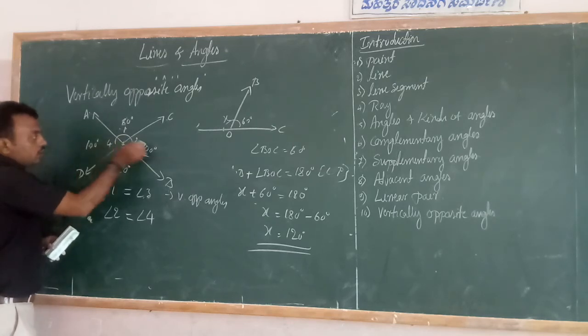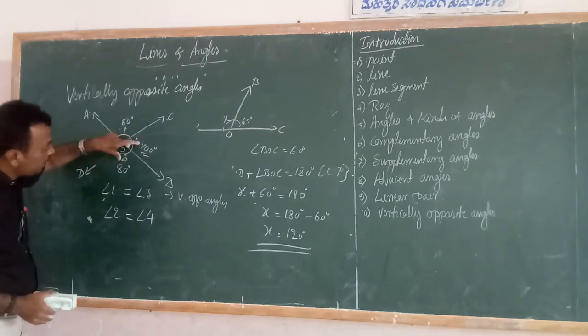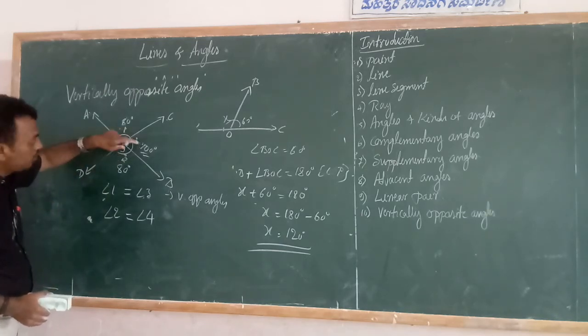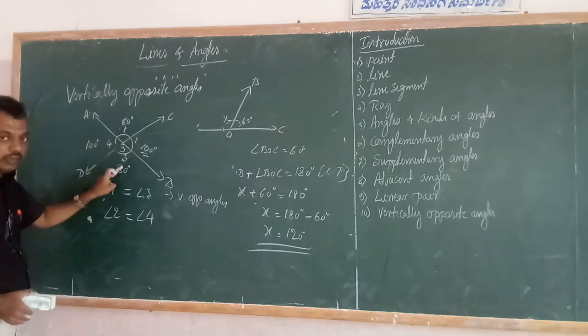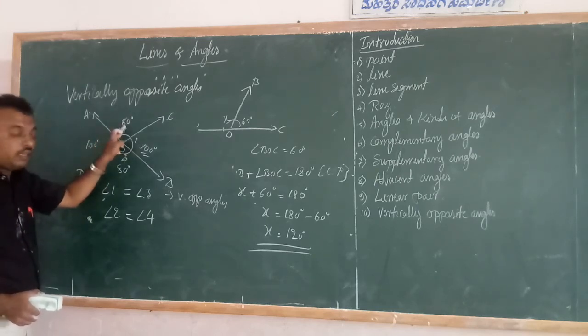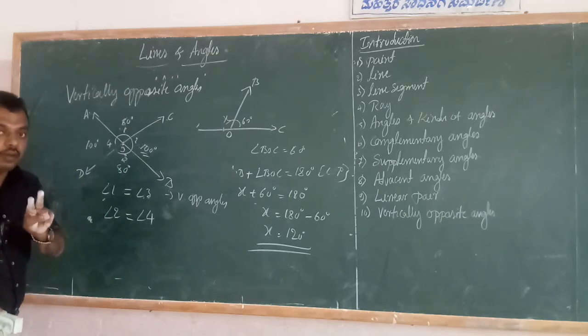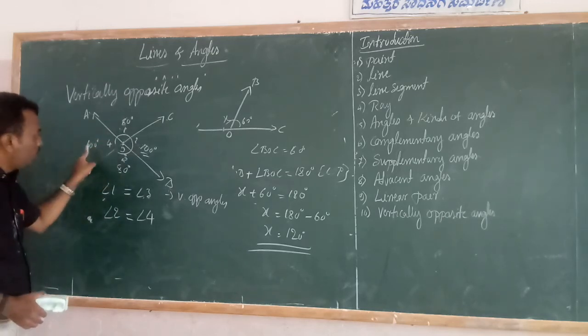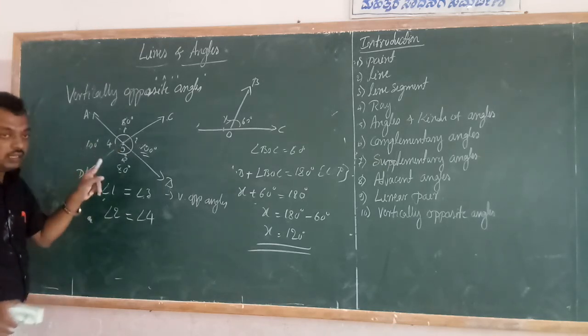These two are vertically opposite angles. Then here also there is a linear pair. 2 and 3 is also a linear pair. So 100 plus 80 is 180. 3 and 4 is also a linear pair, 100 plus 80 is 180. And 4 and 1 is also a linear pair. So there are 4 linear pairs and 2 pairs of vertically opposite angles: 1 and 3, 2 and 4.